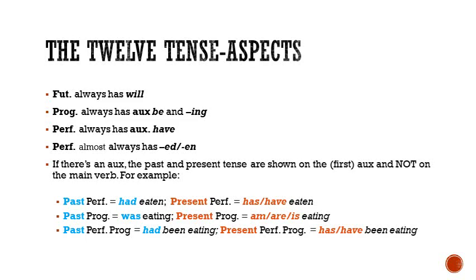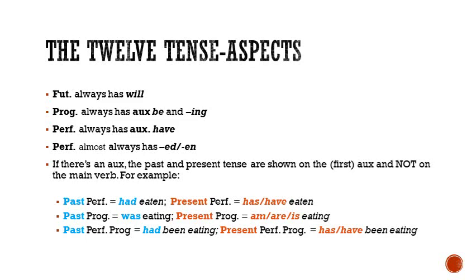And then something I meant to say, but I can say it here, is that when there's any sort of auxiliary, whether it's be or have, then the past and the present tense are going to be shown on the auxiliary. And I have in parentheses first there because in perfect progressive, we have both of the auxiliaries in there. But the auxiliary, or the first auxiliary, is going to be the one where we see the tense expressed, not the main verb. So this can confuse some people.